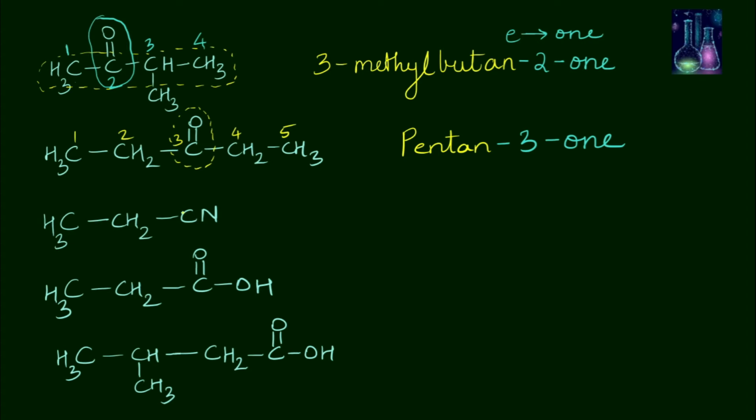Here you have a cyanide or a nitrile functional group. This will get the first priority: 1, 2, 3. The name of the molecule will be prop, propane, but the E is replaced by nitrile. Propanenitrile.